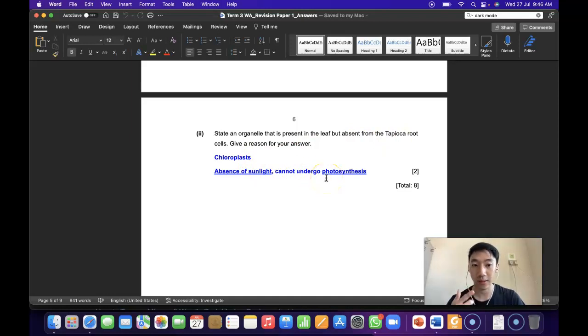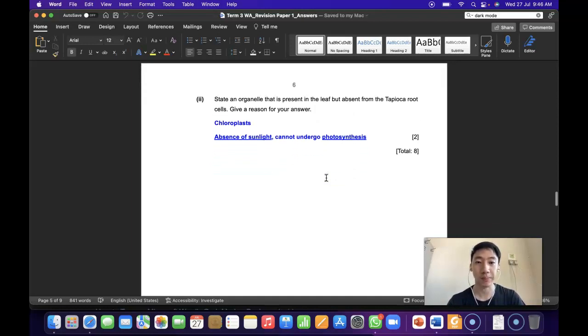So in a sense, the plant is quite smart. It's not going to waste resources making a chloroplast inside the roots.